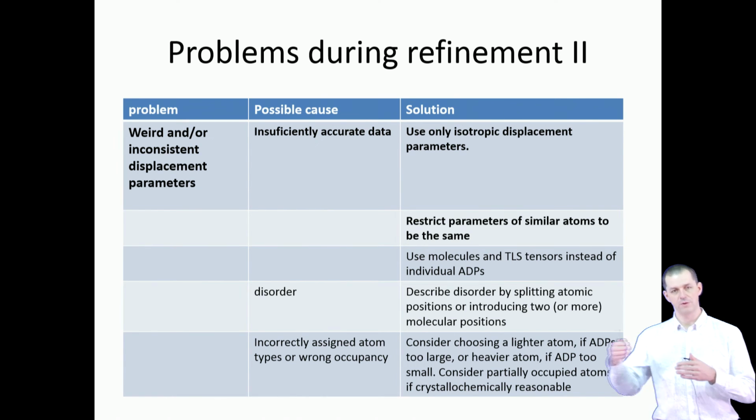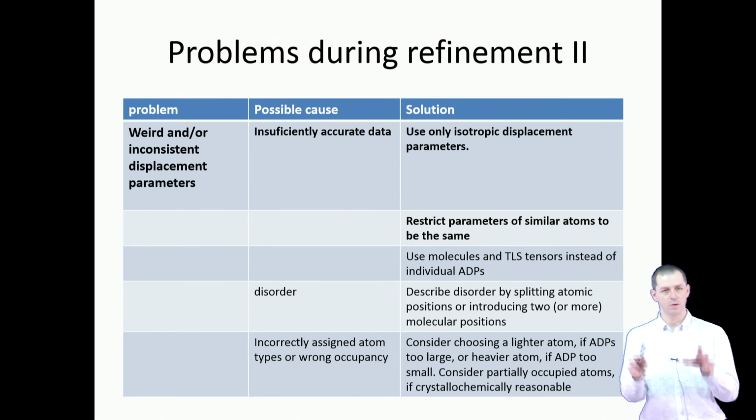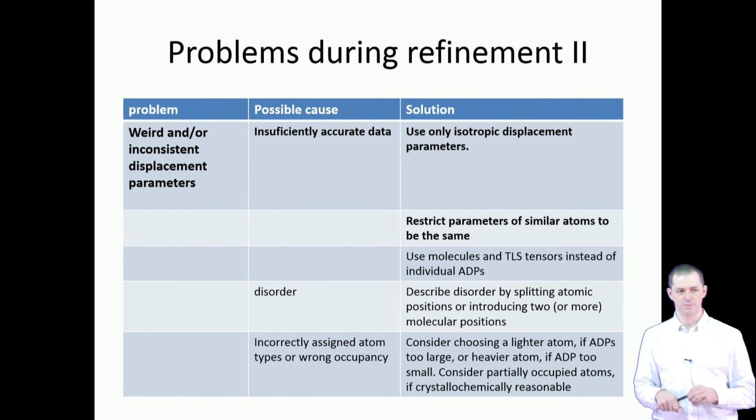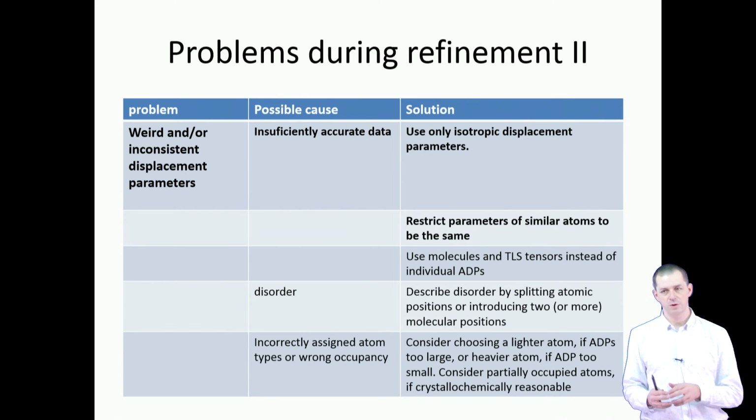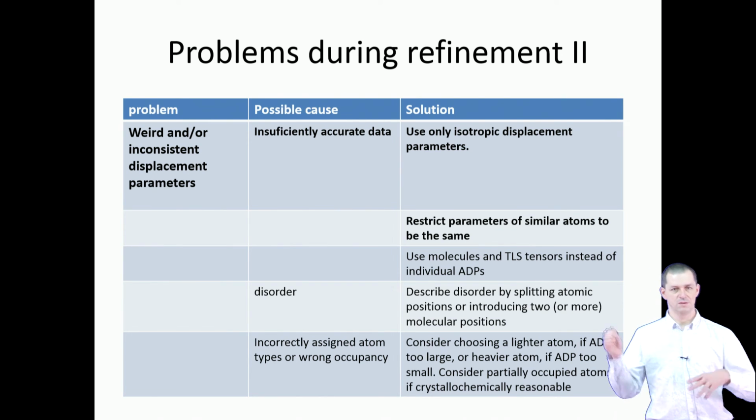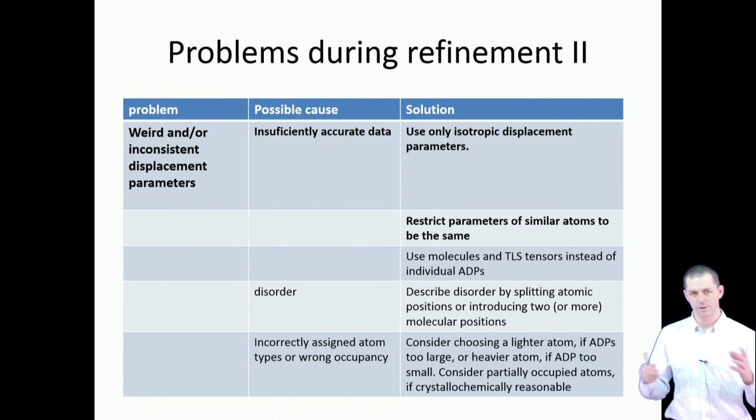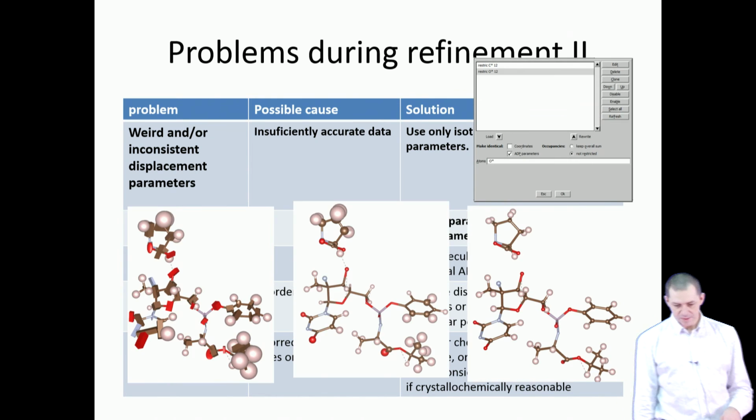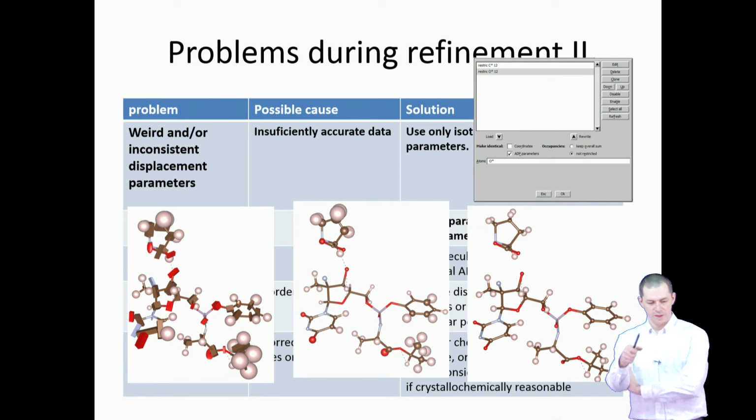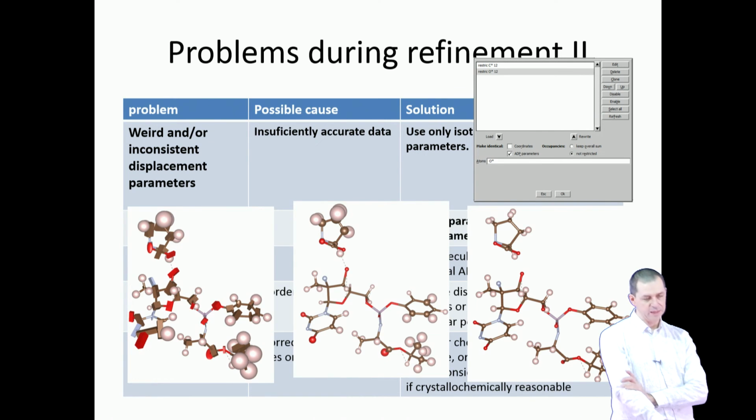So that's an even further step. You say, for example, all oxygen atoms have the same displacement parameters. This may be an approximation, but it's better than letting the displacement parameters go wrong. And this is an example of such a case. This is electron diffraction data.